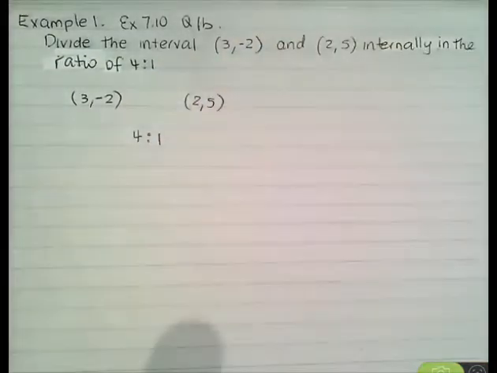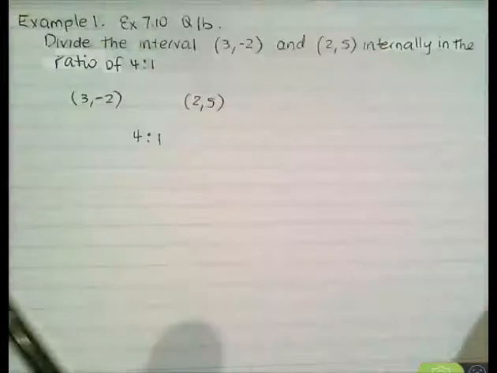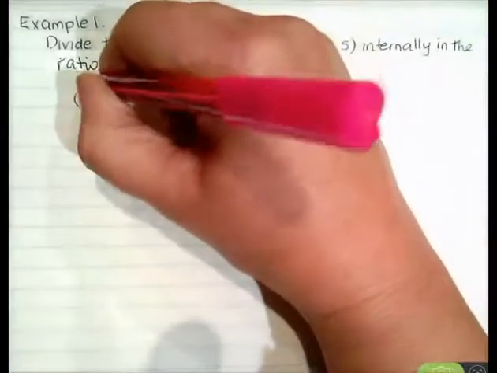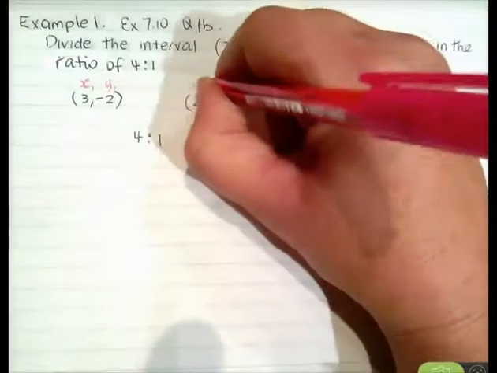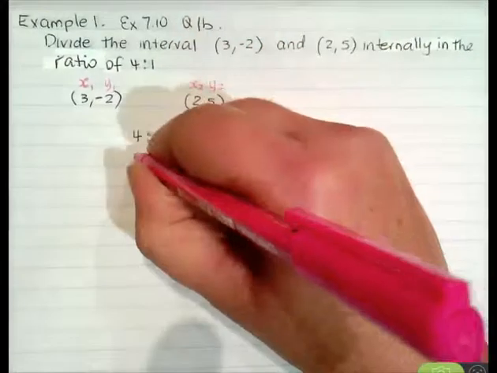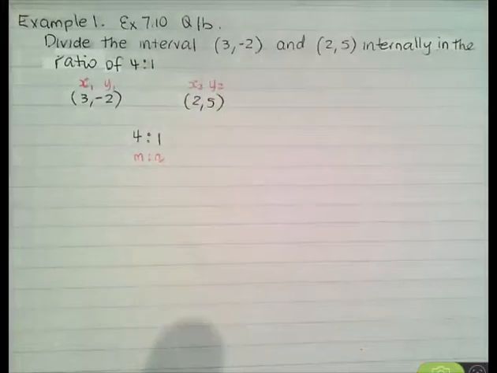Now that means that the ratio is positive. Now I want to set it up like that. So I'm just going to write up here that this is the point x1, y1, and this is the point x2, y2, and this would be the ratio of m to n. So I've just done them in pink, okay?